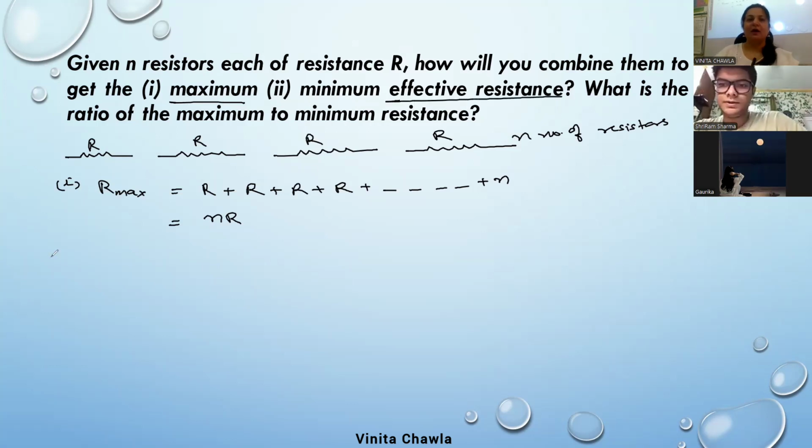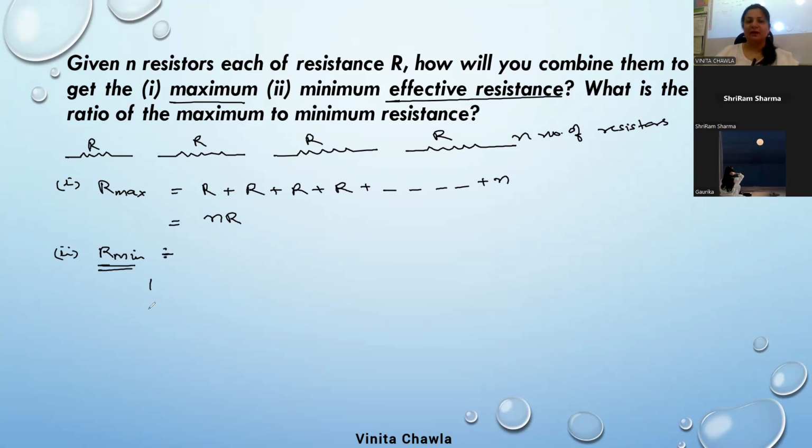And how do we get minimum resistance? When we connect resistors in parallel, we get minimum effective resistance. So for minimum resistance, we'll connect all the resistors in parallel. So it's 1 upon R plus 1 upon R plus 1 upon R, again n times.